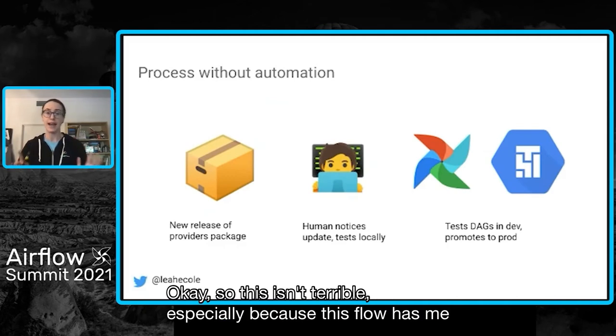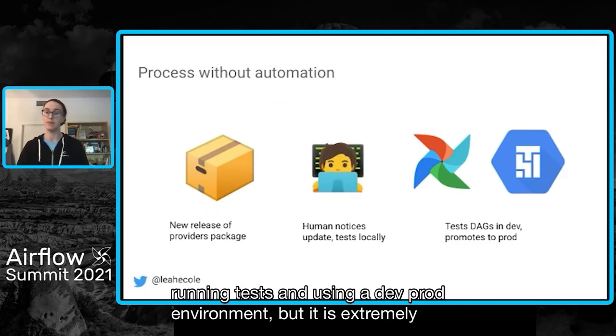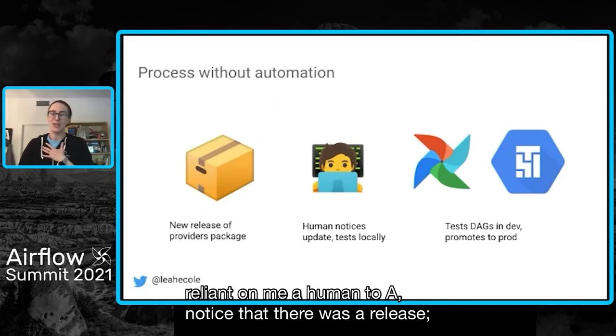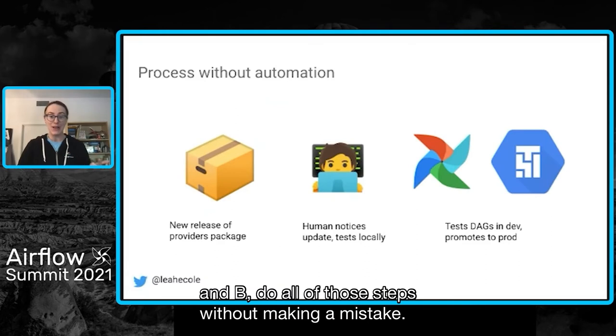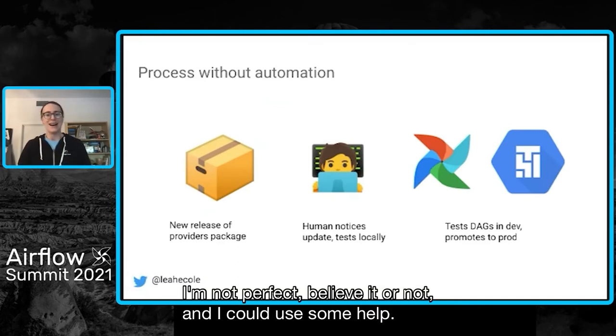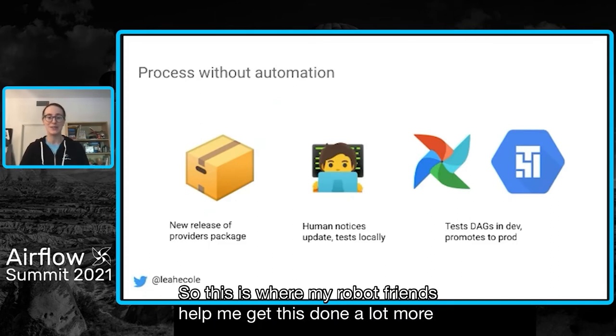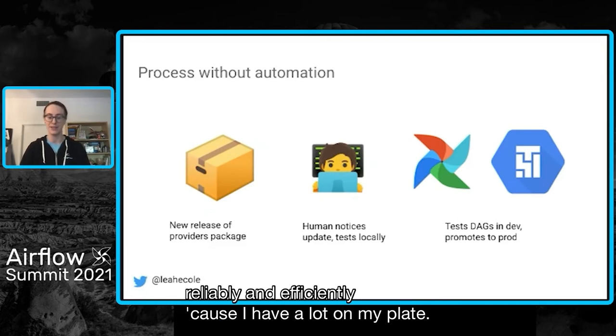Okay, so this isn't terrible, especially because this flow has me running tests and using a dev prod environment, but it is extremely reliant on me, a human, to A, notice that there was a release, and B, do all of those steps without making a mistake. And let's be real, I'm not perfect, believe it or not, and I could use some help. So this is where my robot friends help me get this done a lot more reliably and efficiently because I have a lot on my plate.